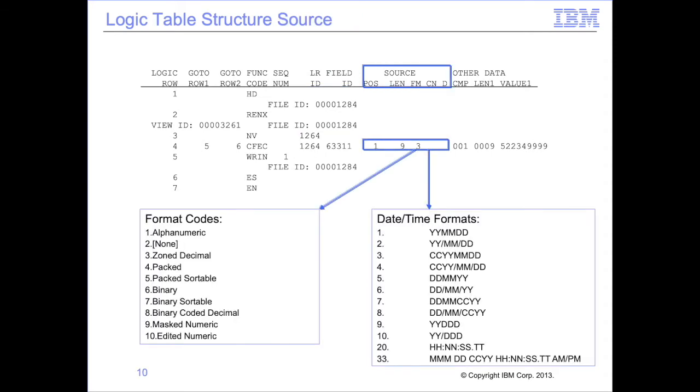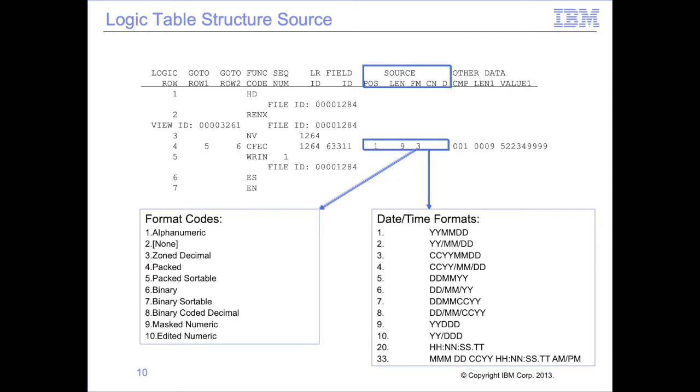The next set of columns specify the source attributes, such as the position of the source field in the event file, its length, its format, the content code, if it has one, and its decimal places. A full logic table report has a duplicate set of these columns for target or output attributes as well. Typically, these values come from the field assigned to an LR.